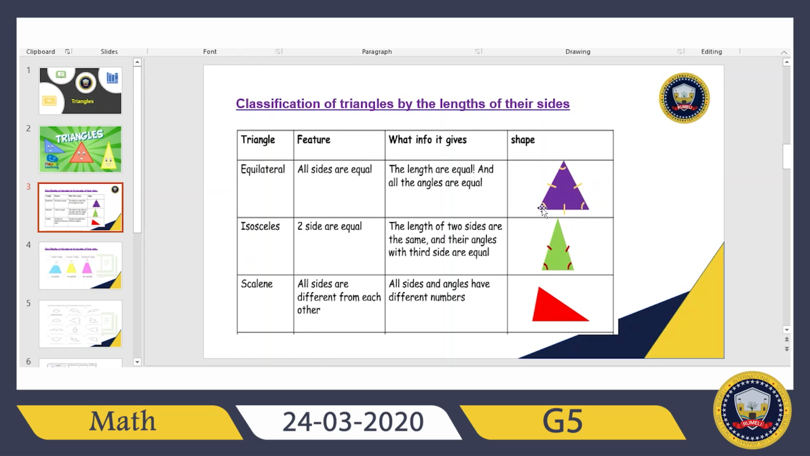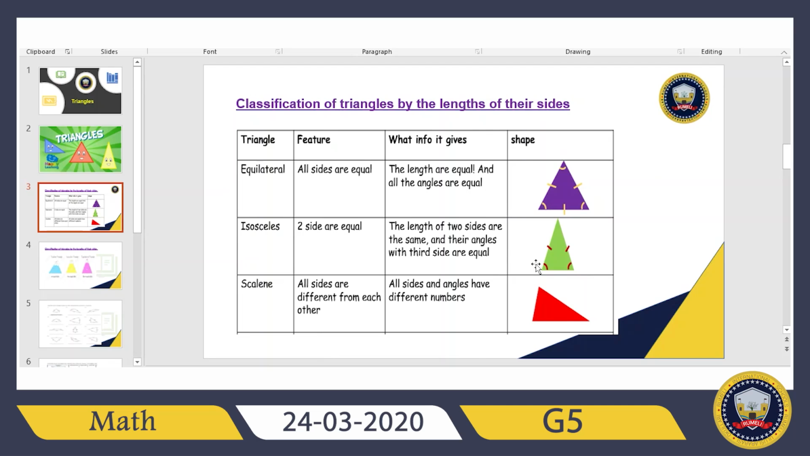We name such a triangle an equilateral triangle. Equilateral comes from equal. It means that all the sides of this triangle are equal. If this side equals 5 centimeters, this side will also equal 5 centimeters, and this side will also equal 5 centimeters. That's why we name this triangle an equilateral triangle. All the sides are equal.